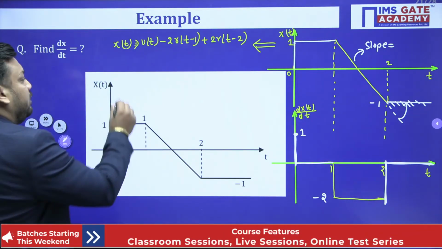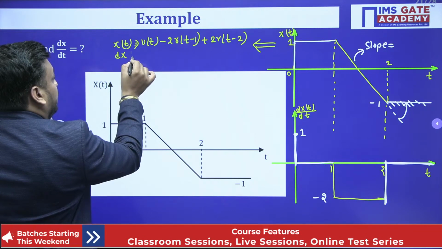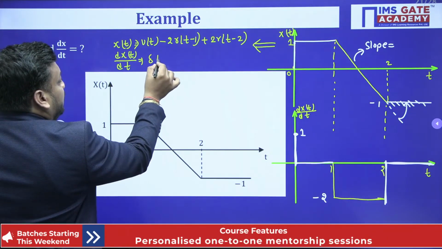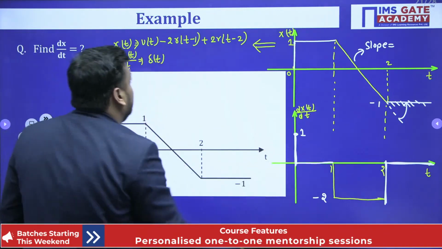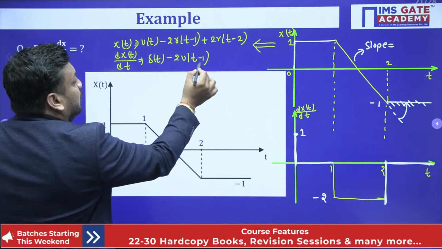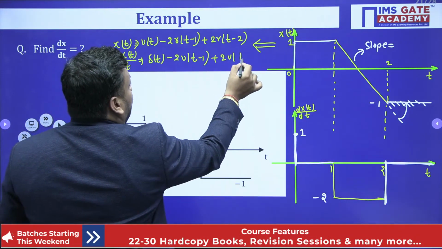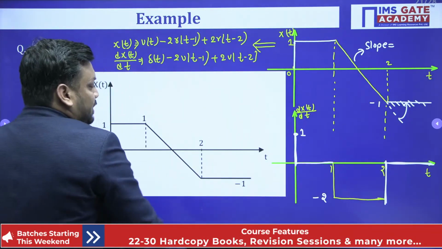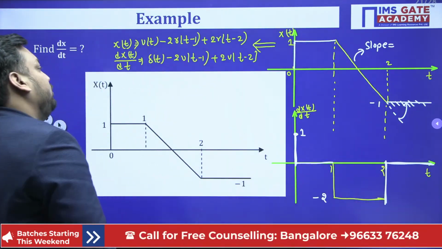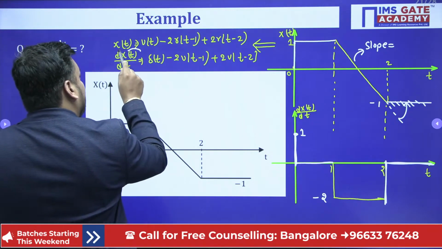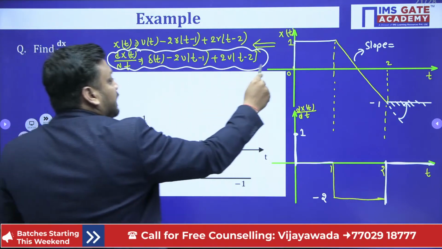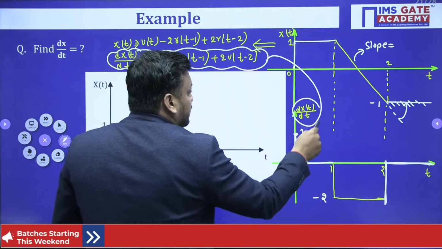If this is the only equation, and you differentiate it, then dx(t) upon dt: the differentiation of u(t) is delta(t). So this is your first delta(t). After that, minus 2 u(t-1) and plus 2 u(t-2). So this exact mathematical equation is satisfied by this exact curve of dx(t) upon dt.